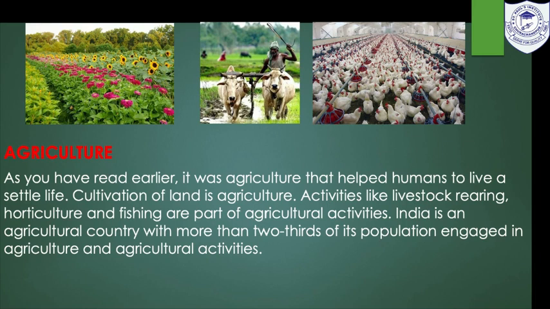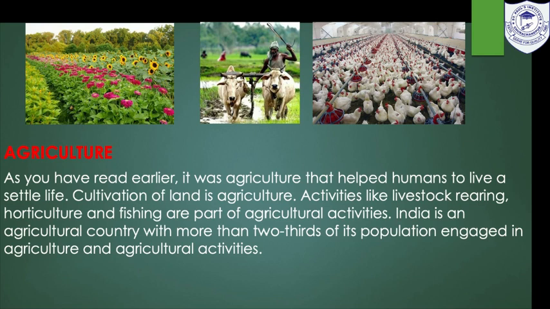Now if you look at the above, you can see that the first image is about horticulture, plantation of flowers, varieties of flowers in a big land. And then the next we have ploughing of field for cultivation, for plantation. And then the next we have livestock rearing, that is here we have in the picture poultry farming. So these are the kinds of activities of agriculture in our country.